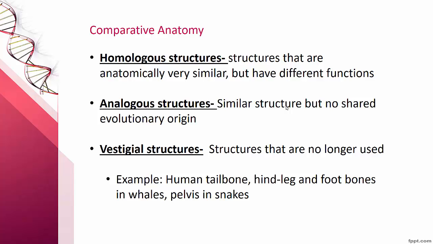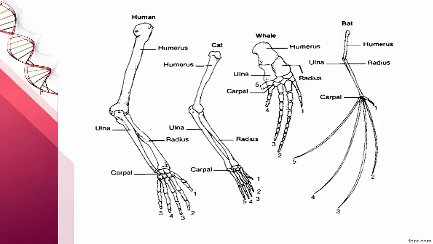analogous structures, where you have a similar function, but no shared evolutionary origin. And then we have vestigial structures, and these are structures that are no longer used. A couple of examples of these are the tailbone in humans, hind leg and foot bones in whales, and the pelvis in snakes. I'm going to go through a couple of examples with some pictures in a moment for you to have a look at. So let's look at our homologous structures.